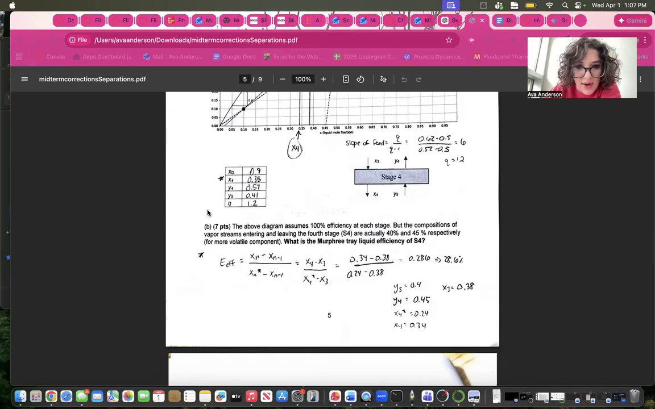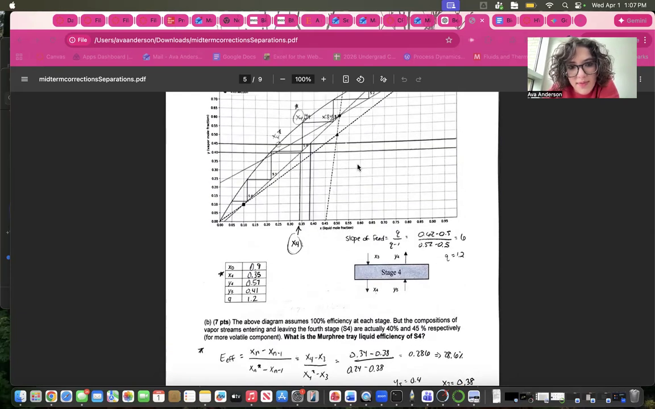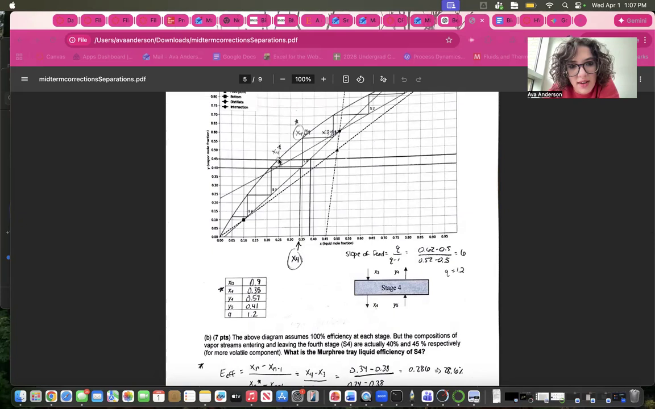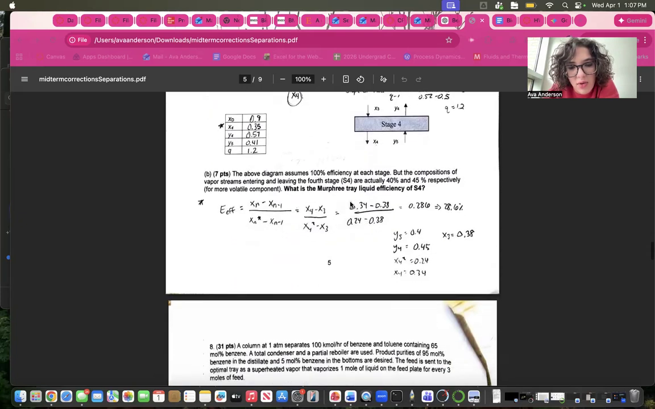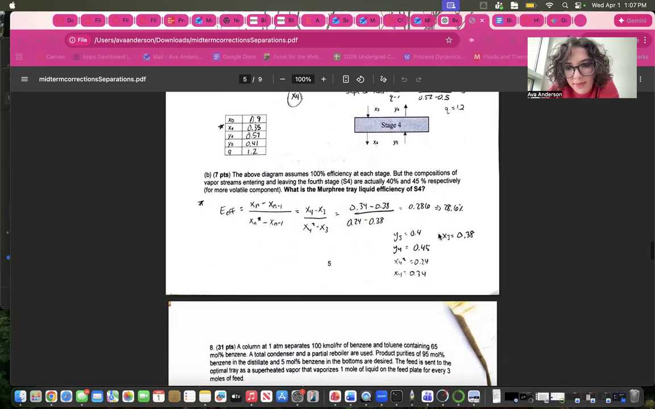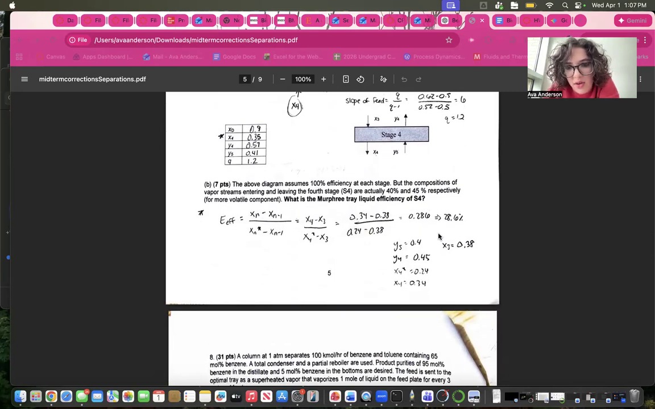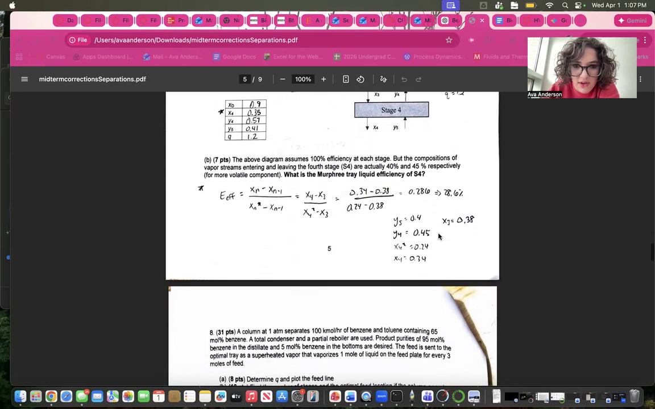And then for B, we're looking for the Murphree efficiency of stage 4, and that equation is x of n minus x of n minus 1 all over x n star minus x n minus 1. Then you can plug those values in, and you can find them up here. X4 star is here. That's what you're looking for then. And then you plug both of those in, and then you get 28. So it's efficiency.